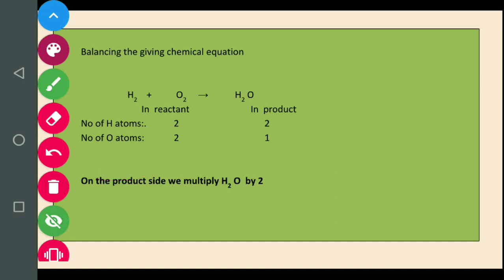Now next is how to balance this given equation. Let's take the same equation, H2 plus O2 gives H2O. Here we know that the number of hydrogen atoms is balanced but oxygen atoms are not balanced. Here oxygen is 1, we have to make it 2, and the only way possible is if we add 2 in front of water. Then because of it the oxygen becomes 2 and hydrogen becomes 4. So we can see here on the product side we will multiply water by 2.